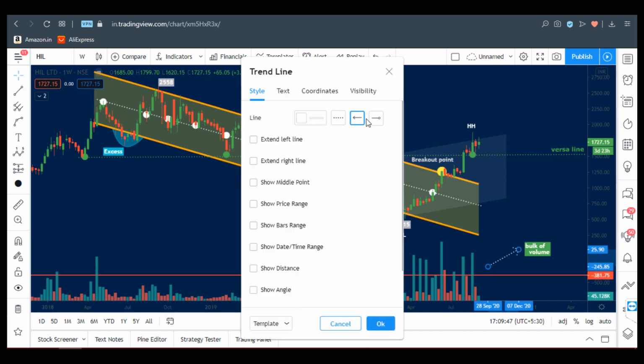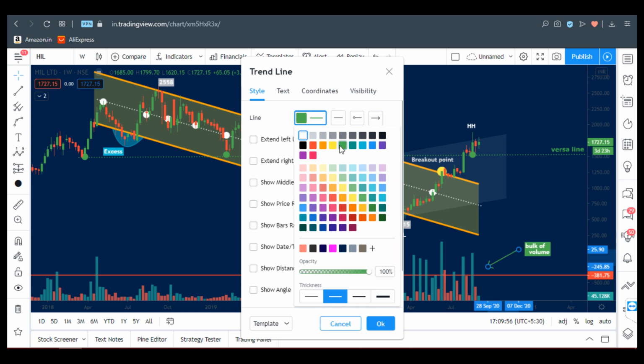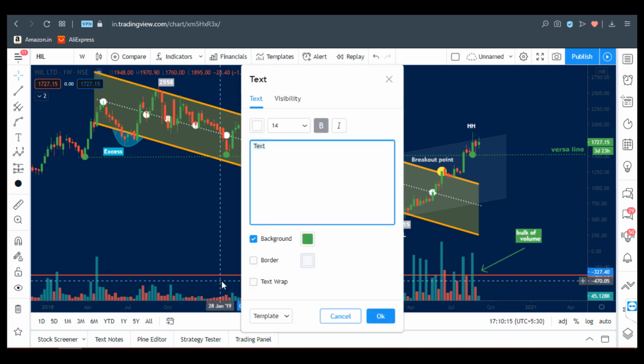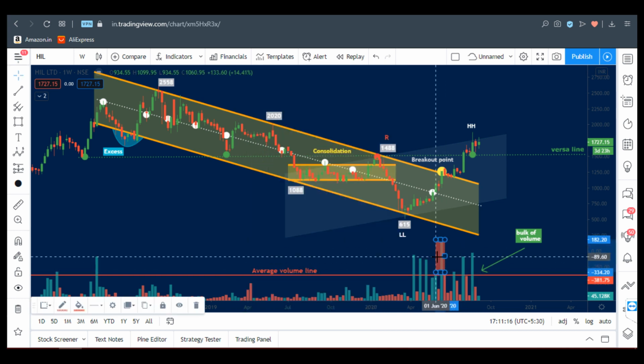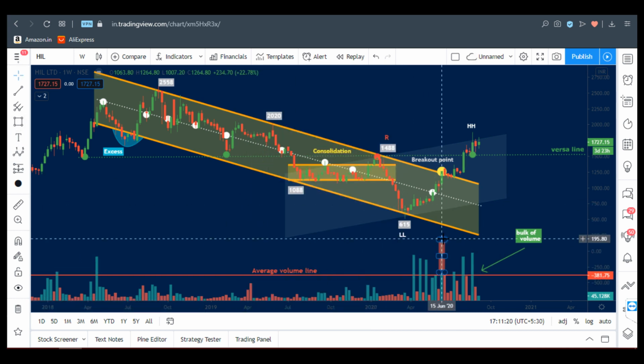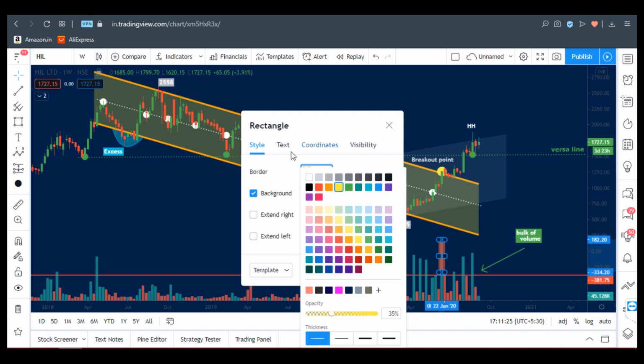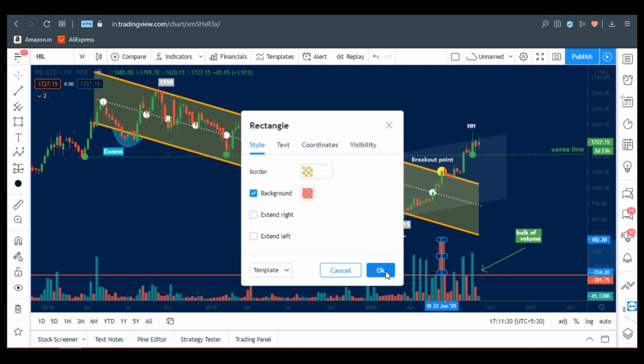The line which I drew with the red color, I'm going to label it as the average volume line. Average volume line is nothing but a simple moving average line applied to take the volume based on a comparison of the current and previous closes. Breaking the average volume line, I have highlighted every spike.